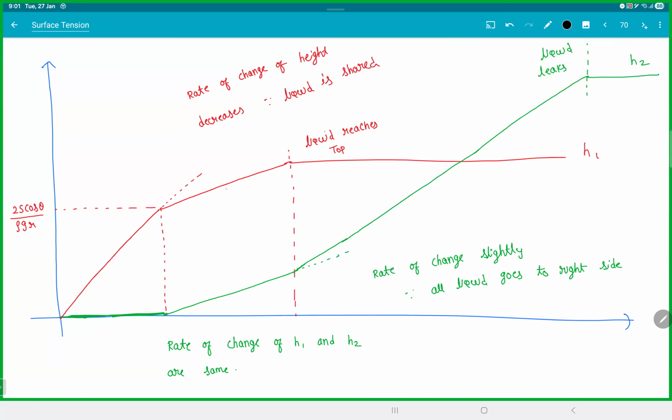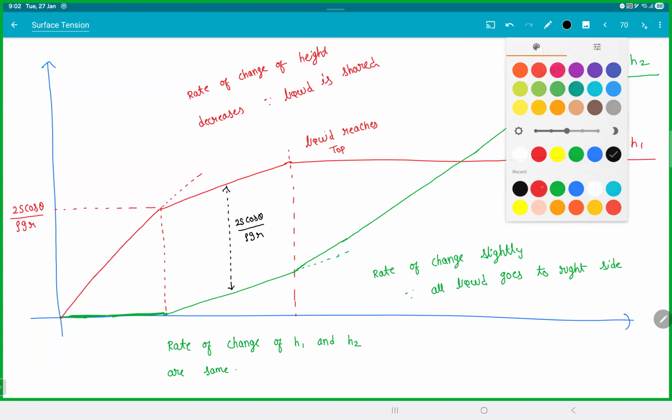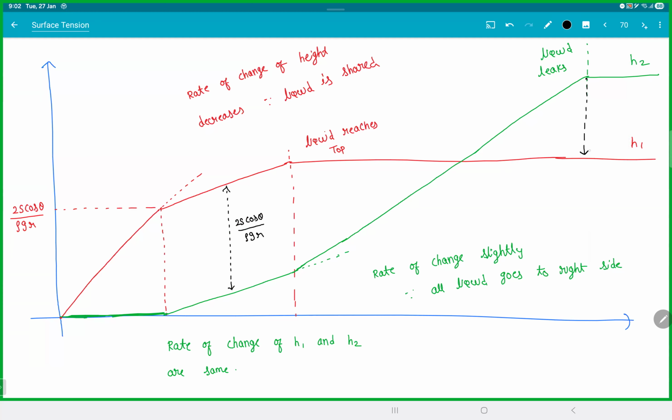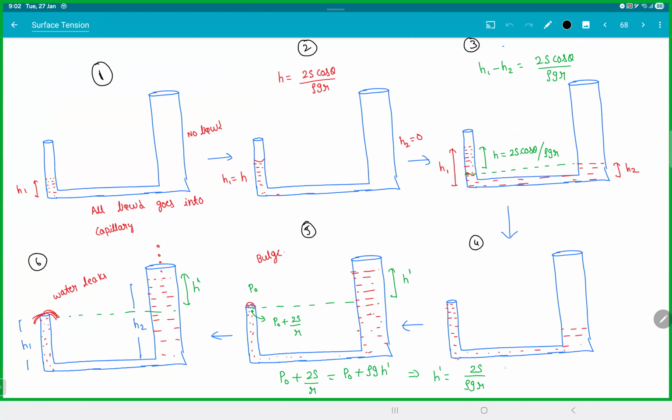So here I can put more data at any point of time. If you look at the difference between them, this difference will always be 2s cos theta by rho g r. If you look at the difference between these two, this will be 2s by rho g small r. This is when the bubble pops. This is your h dash. Basically, this is the calculation which we did.